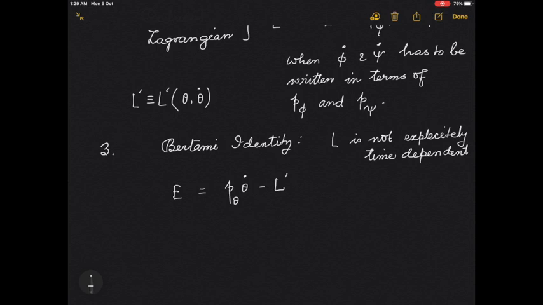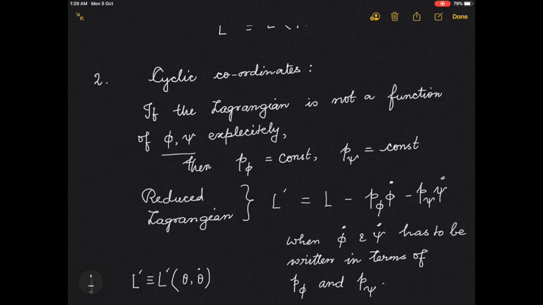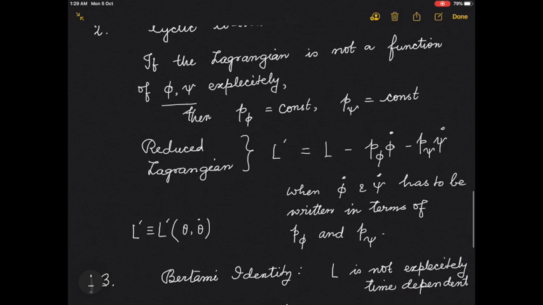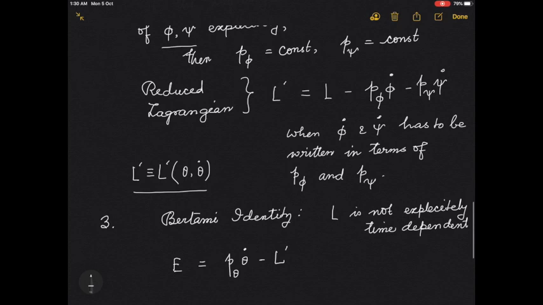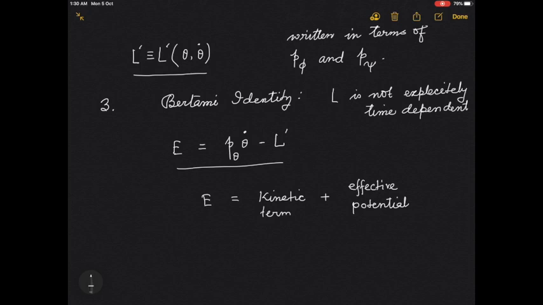Now, we will be using all these ideas in our calculation today. It will turn out that our Lagrangian is independent of the coordinates phi and psi, which you will see explicitly how it turns out. Because of that, we will be able to write down a reduced Lagrangian of this form. And if you remember, what will eventually happen is that I will get E in terms of some kinetic term plus some effective potential. And it is that effective potential, if we analyze, we will be able to know about the system. So that's the setup that we are trying to use.